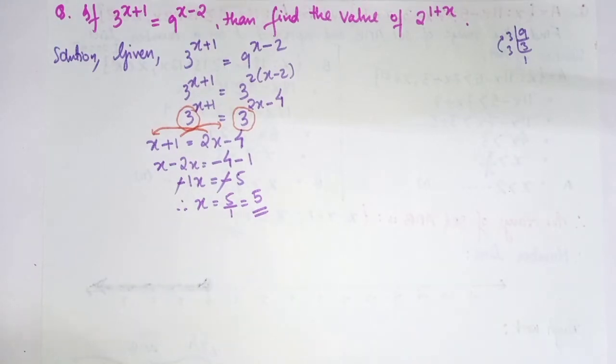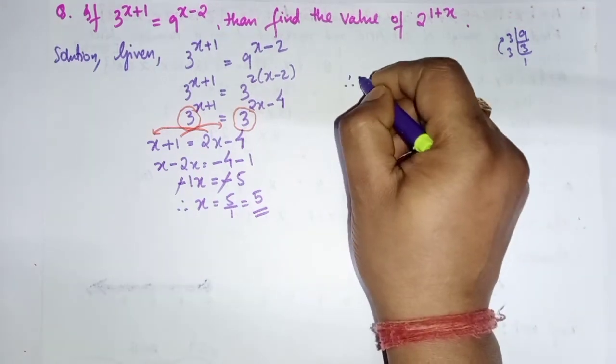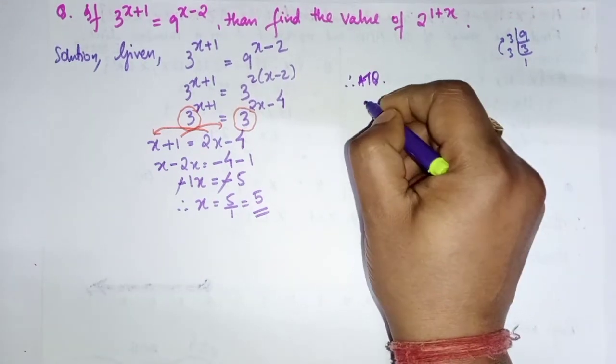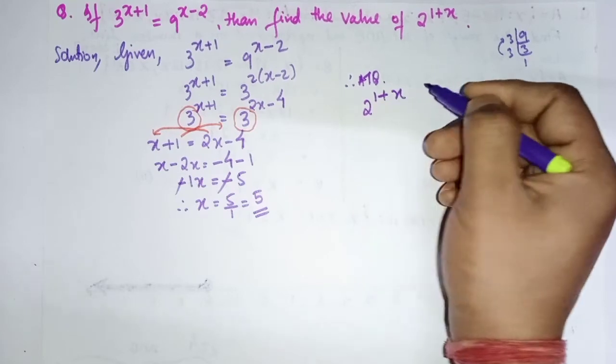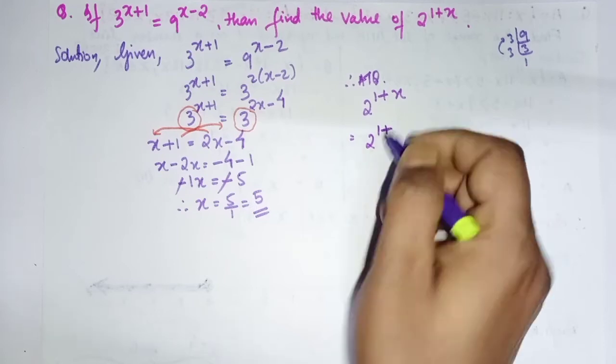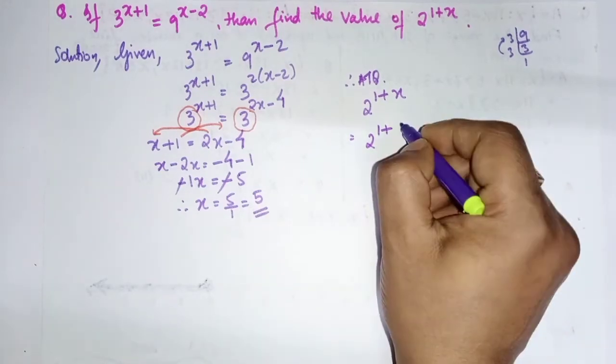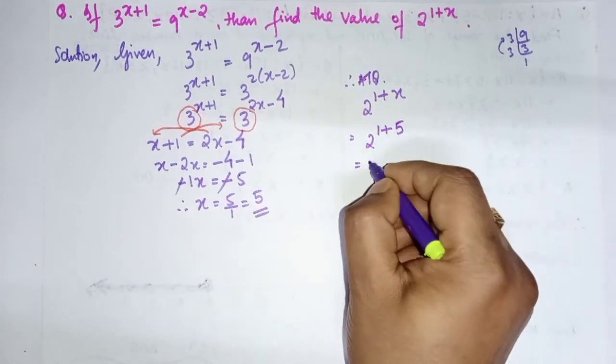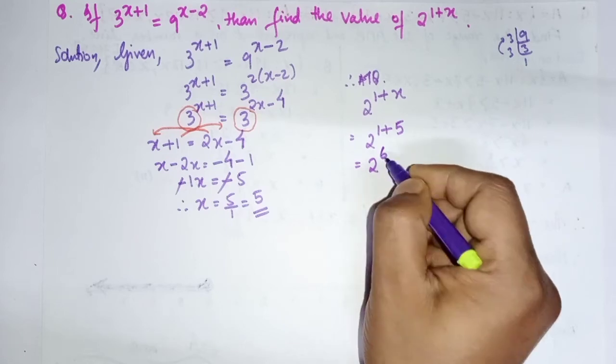But what you have to find? You can see here 2 to the power x plus 1. Therefore, according to the question, 2 to the power 1 plus x. So what can I write now? 2 to the power 1 plus x. X, how much did I get? 5. So this will be your 5. So it will be 2 to the power 1 plus 5, which is 6.